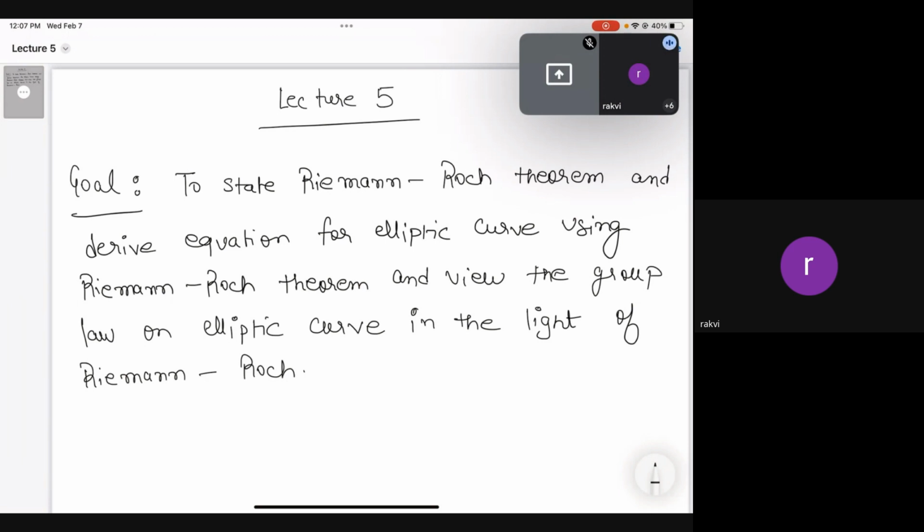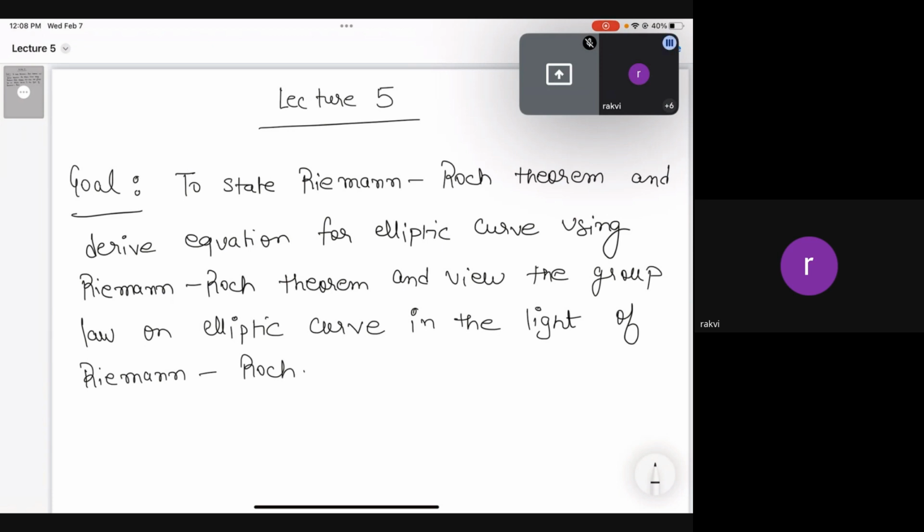There was some interest in seeing the Riemann-Roch theorem, so I thought it would be good to cover this today. Today's goal is essentially to state the Riemann-Roch theorem, and then using that, derive the equation for an elliptic curve and also view the group law on it using our new tools.